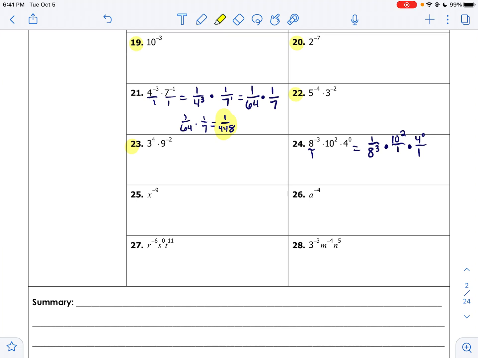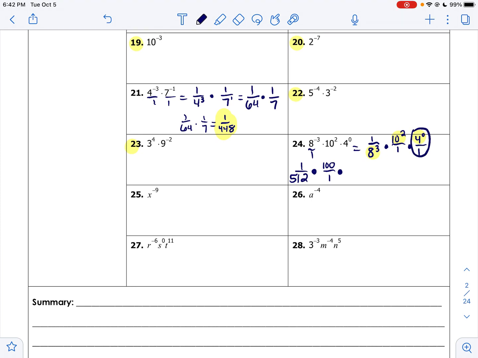So now we're going to evaluate all of these exponent expressions. So 8 to the third is 8 times 8 times 8. So that would be 1 over, again, you can work it out on the side of your paper, use your calculator. That would be 1 over 512. So 8 times 8 times 8 is 512. Times, so now we're looking at this second piece here. So that's 10 squared, 10 times 10, that's 100 over 1.